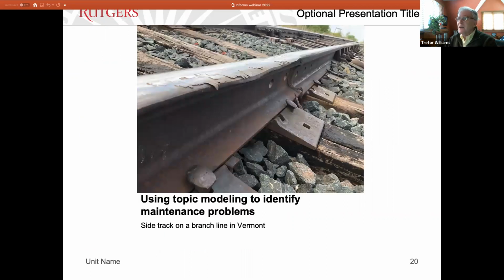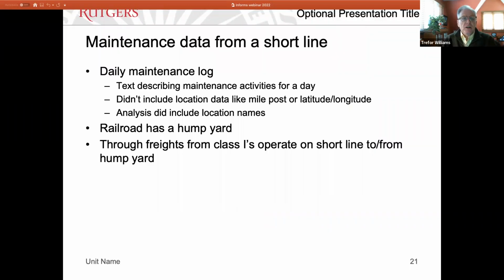Okay, now this one I think is maybe of more interest, in the sense that we worked with a short line, and I signed a non-disclosure agreement. So I'll tell you a little about this short line. It's kind of unusual in that this railroad has a large hump yard, a large classification yard. And also it has through freights that operate on the short line to and from the hump yard.